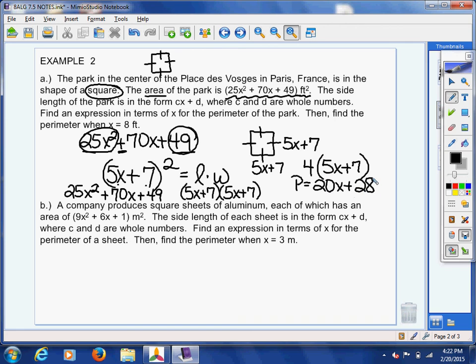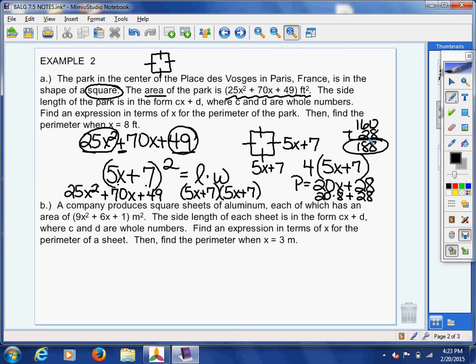So there's the perimeter, and then they want me to actually find the perimeter by plugging the 8 in. Okay, I can do that. 20 times 8 plus 28. Well, what's 20 times 8? 160. And what's 160 plus 28? You're right, it's 188. And there is my official perimeter. That's what they were asking me to find.